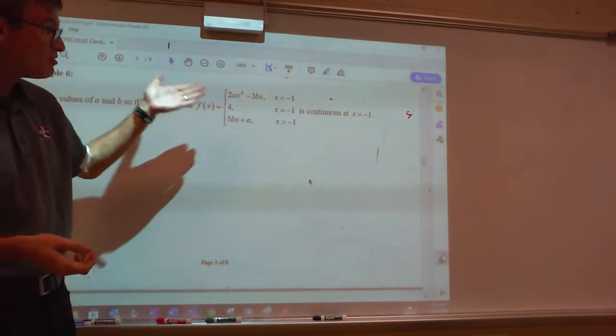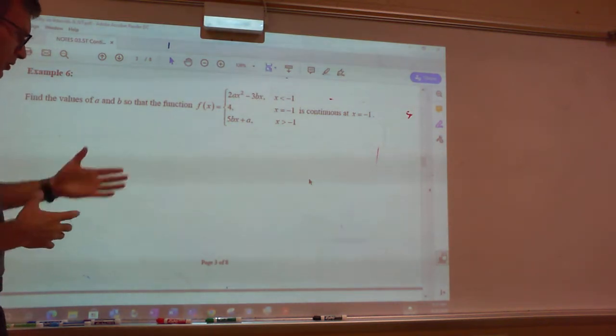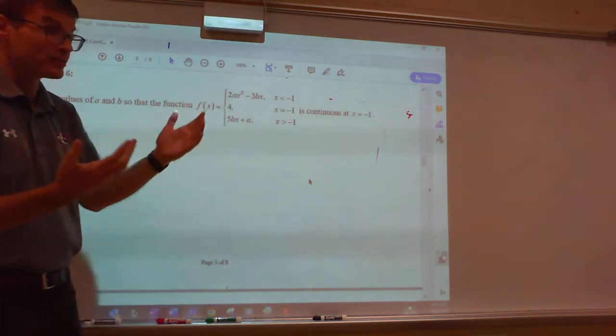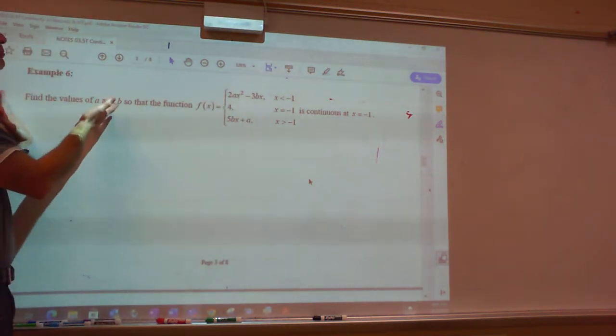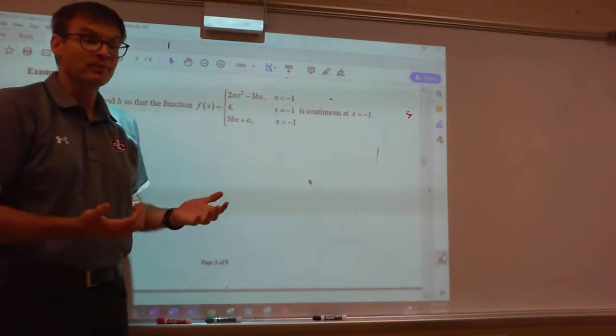This is very common. It was common 20 years ago. I haven't seen it in a few years, but I've given problems like this on my test. It says, find the values of a and b so that this is continuous. So they give us this piecewise function.